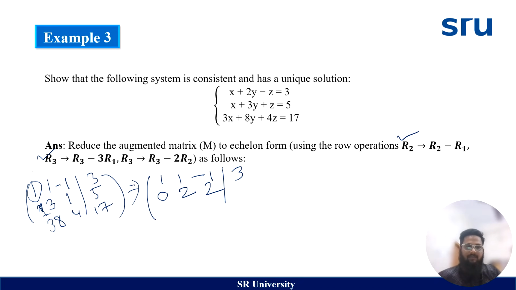Now you are using this one. So row 3 is row 3 minus 3 row 1. So 3 minus 3 is 0, 8 minus 3 is 5, 4 minus minus plus 3, so 7. Am I correct? So 17 minus 3 is 9... so second was 2, it is 9. Correct?